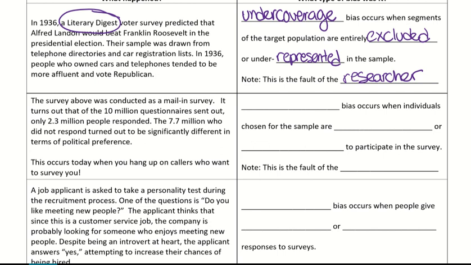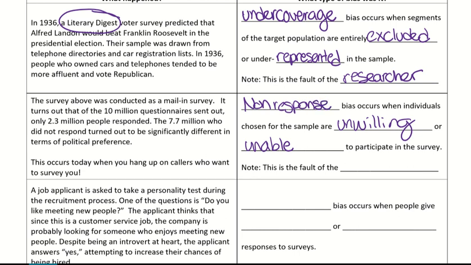So this occurs today when you hang up on callers who want to survey you. If you ever get a phone call from a telemarketer that says, "Can I ask you a few questions?" then you hang up the phone. That is what is occurring. So it's when people chosen for the sample are unwilling or unable to respond. And the name of this bias is called non-response.